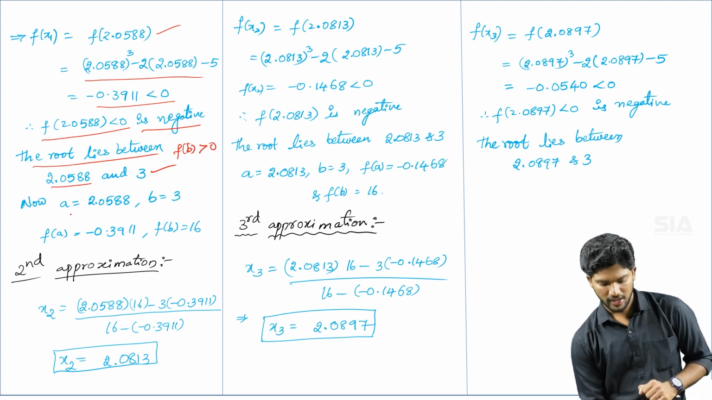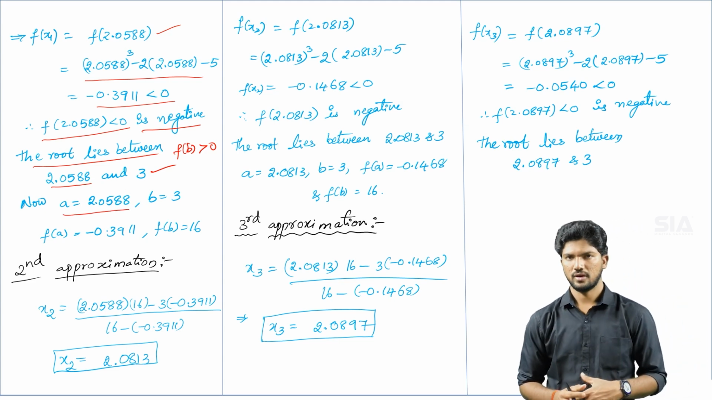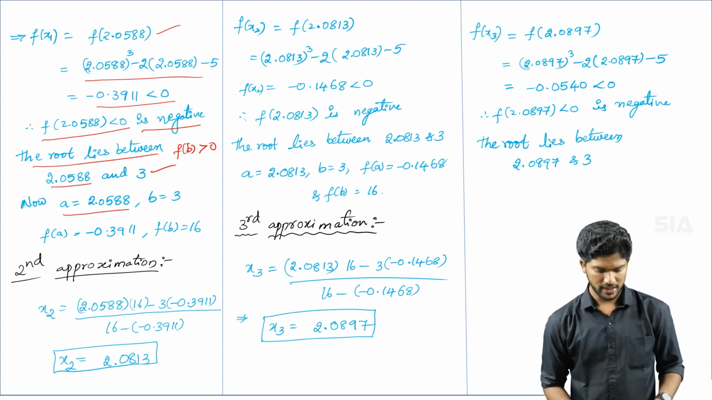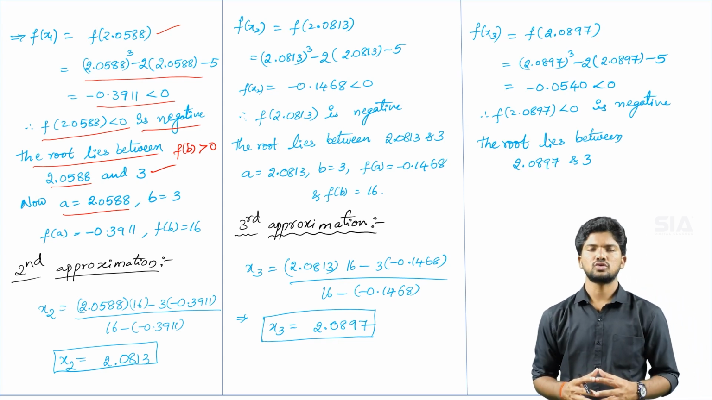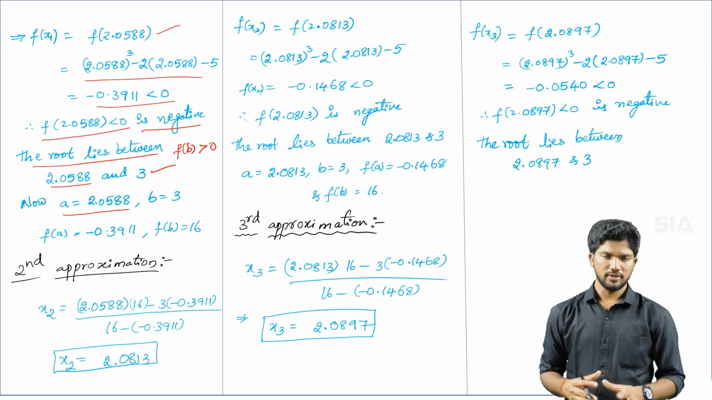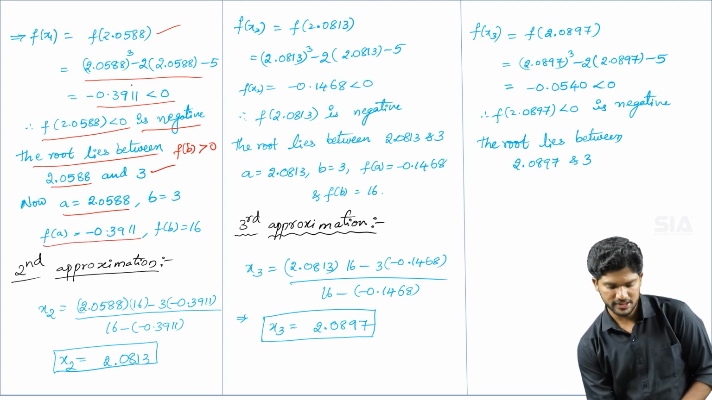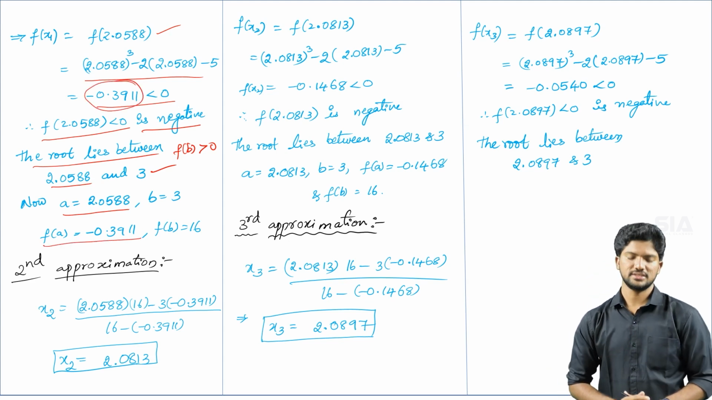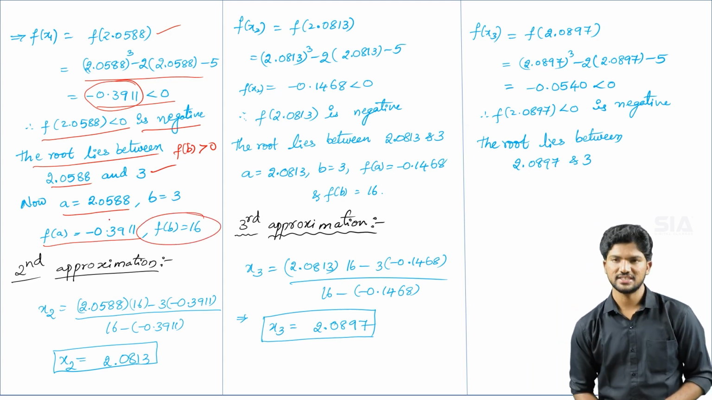So therefore, now the x1 value will become a. Okay, x1 value will become a. So now the required root lies in between a is equal to 2.0588 and b is equal to 3. So therefore, what is the f of a value? This one, minus 0.3911, and f of b value you have 16.